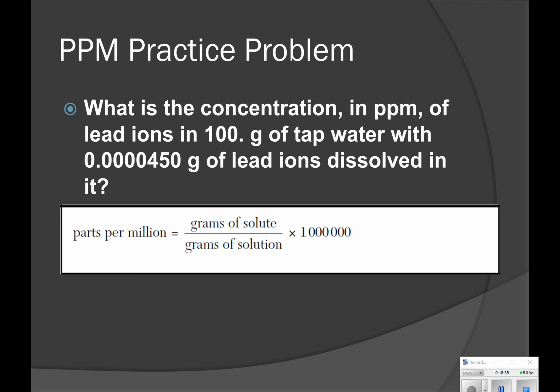Now we find this equation for parts per million on Table T, and there's two things that we need. We need grams or mass of solute and grams or mass of solution. And then we're going to multiply that fraction by 1 million to give us our overall parts per million designation.